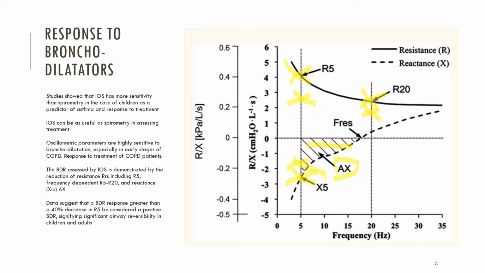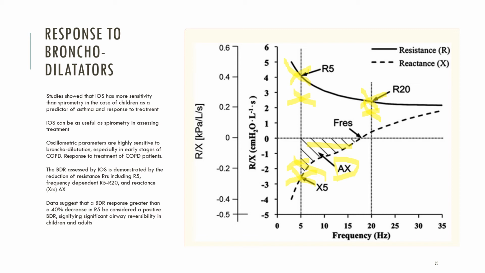IOS parameters are also highly sensitive to bronchodilation, so if you have a positive response, you're going to see significant changes of R5, R20, and you're going to see significant changes of the difference between both, and also you'll see significant differences with X5 and AX. A bronchodilator response assessed by IOS is also demonstrated to be frequency dependent between R5 and R20.